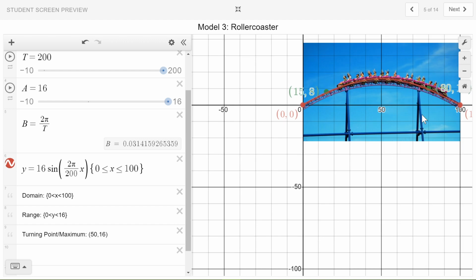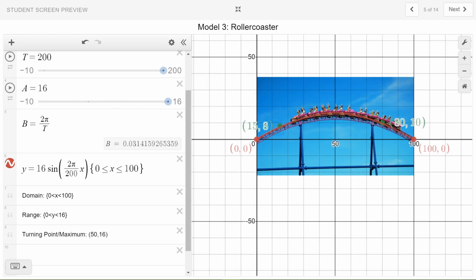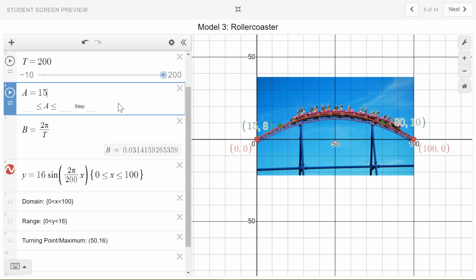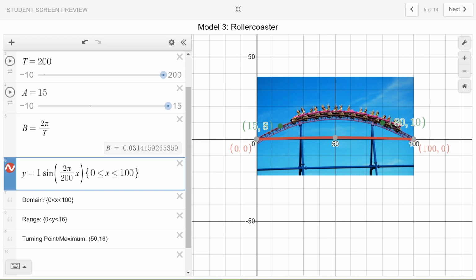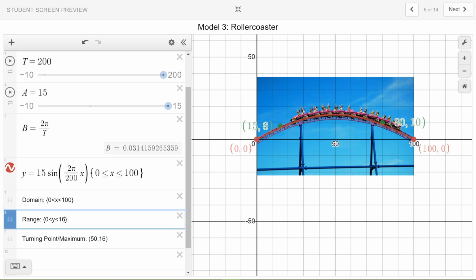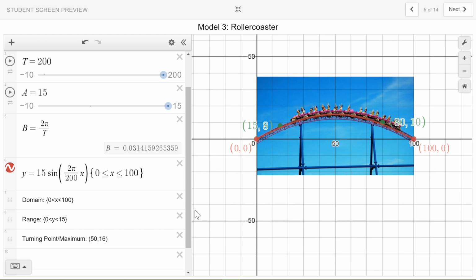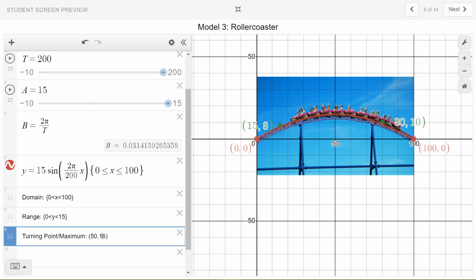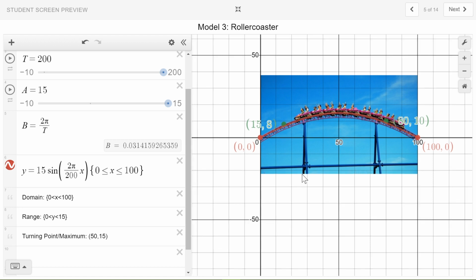So maybe I will. Let's just do that. I might just change that to 15. And that means I'll have to change this to 15. And I'll have to change this to 15. Alright? And I'll change this to 15 as well. Okay.